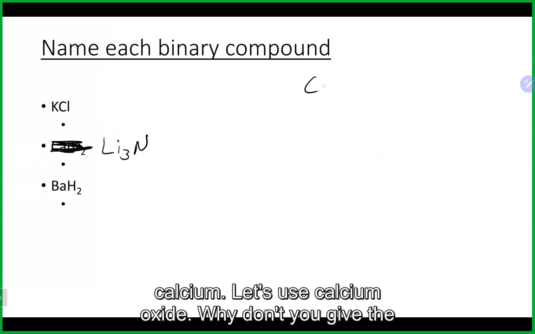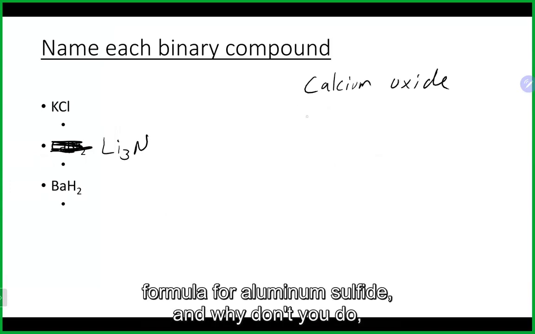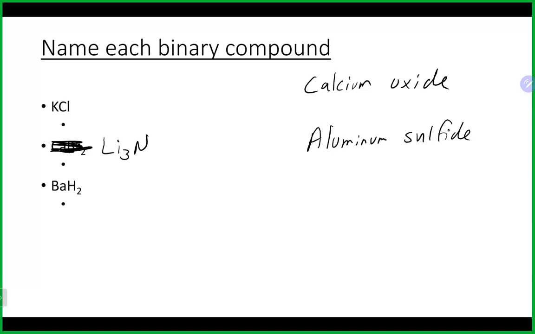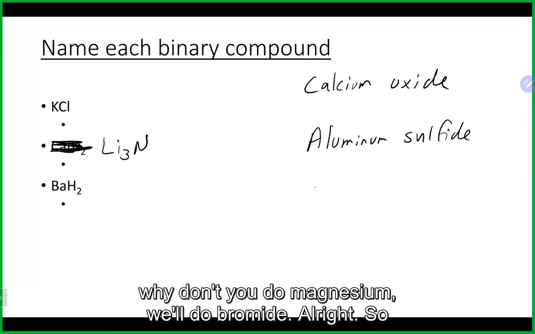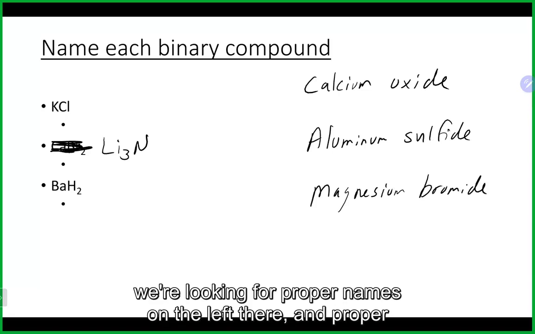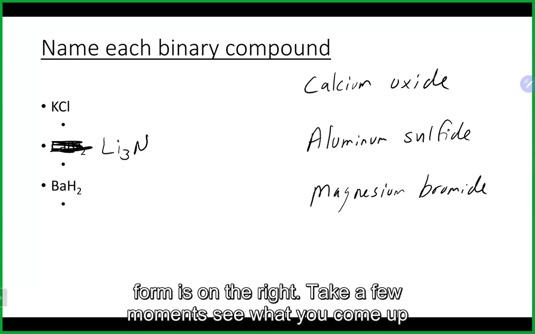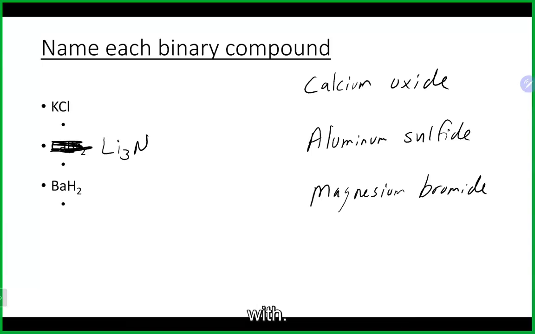We'll use calcium. Let's use calcium oxide. Why don't you give the formula for aluminum sulfide? And why don't you do magnesium, we'll do bromide. All right. So we're looking for proper names on the left there and proper formulas on the right. Take a few moments, see what you come up with.